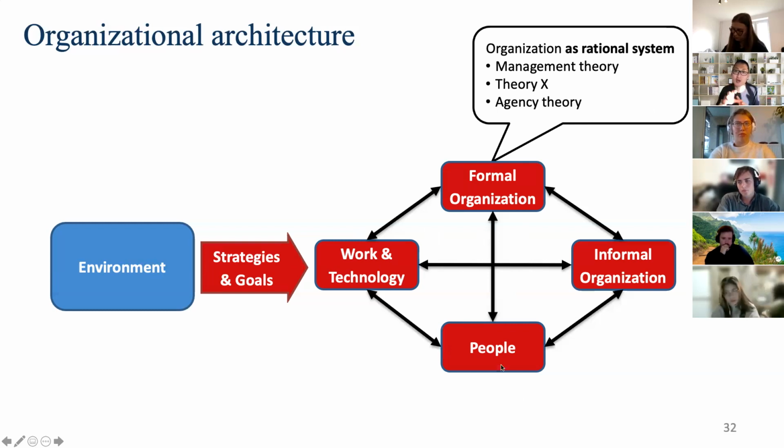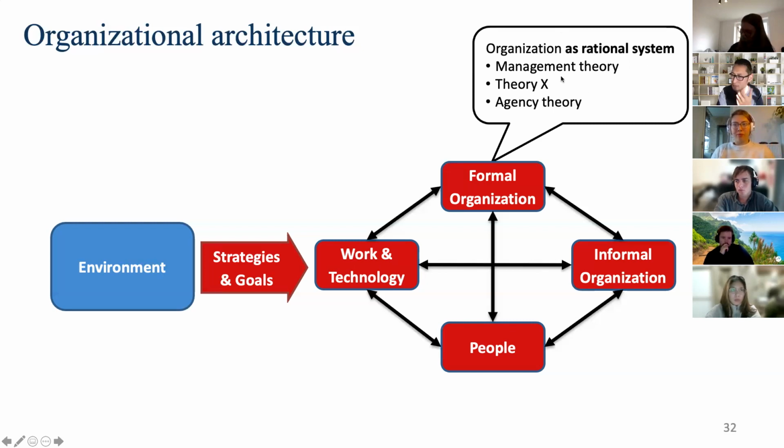And based on this rational system theory, we have management theory. From Taylor's scientific management, to administrative management, to the bureaucratic theory proposed by Max Weber. These are all management theories, and they are all based on the assumption that organizations are rational systems.